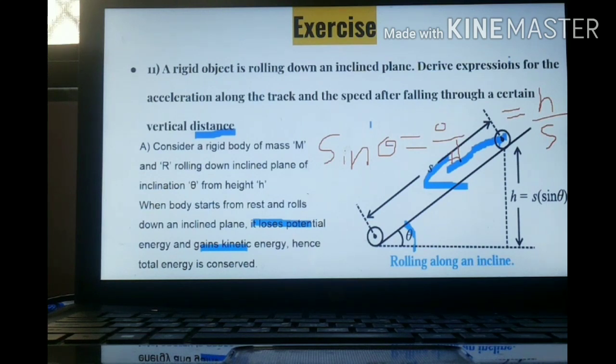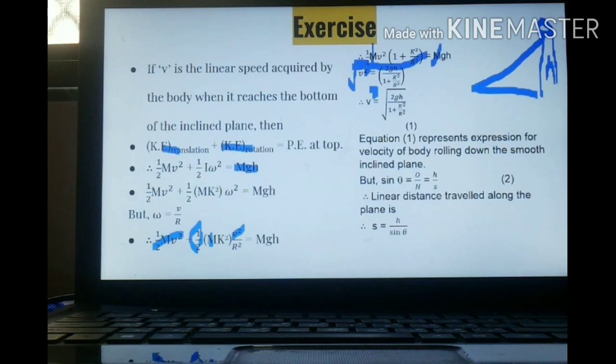This s will go over here. So h is equal to s sin theta, and that is why they have written here h is equal to s sin theta. We can also write sin theta is equal to h upon s. We will name it equation 2. The linear distance traveled s can be written as h upon sin theta. I have just taken s upwards and sin theta in the denominator.